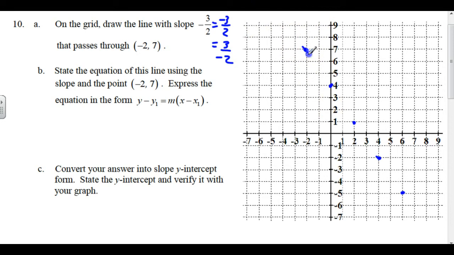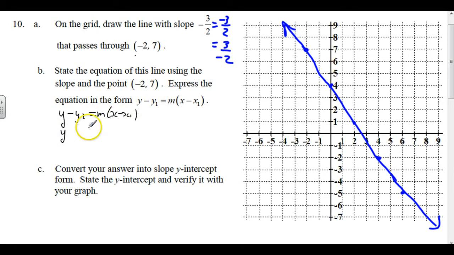So I'm pretty much done. We draw the line, run it off the grid, and there we go. So we have drawn the line. State the equation of this line using the slope and the point -2, 7. Okay, so we know the slope and we've got the point. So it's y minus y1 is equal to m times x minus x1, right? Formula.